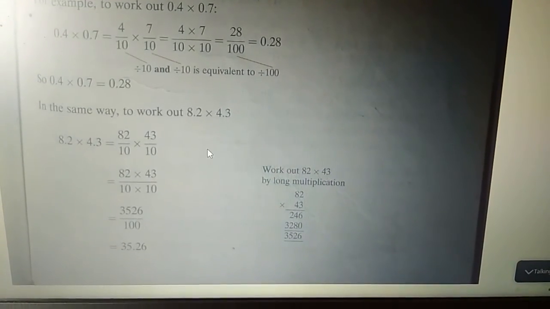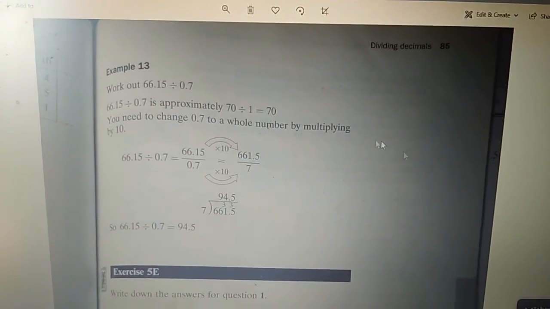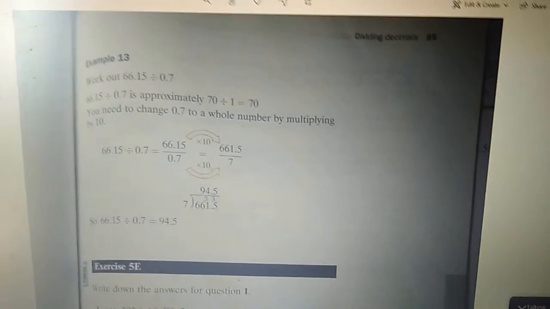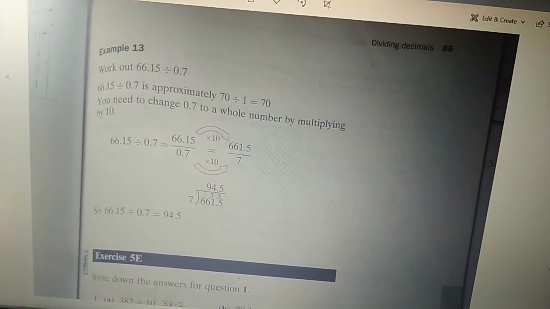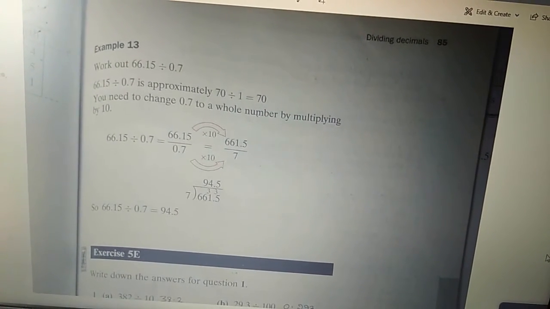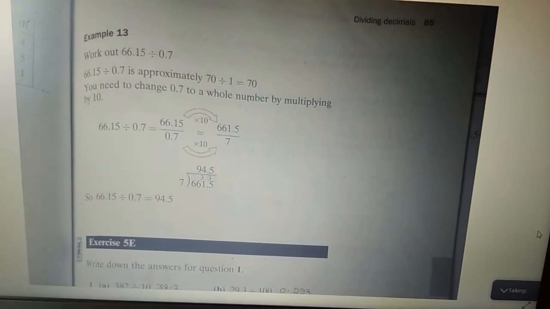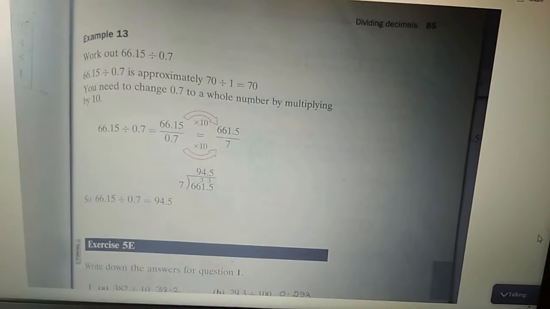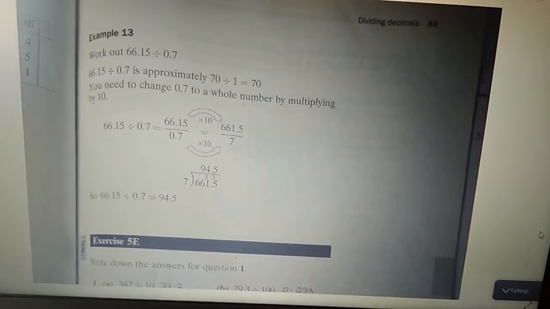35.26. Okay, now let's have a look at the division problem. It says 66.15 divided by 0.7. Here they have solved it in a different manner. They have considered 66.15 as 70, kind of like rounding a number, and 0.7 as 1. So 70 divided by 1 is 70. So it is giving us an indication.